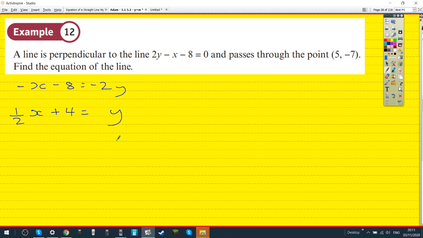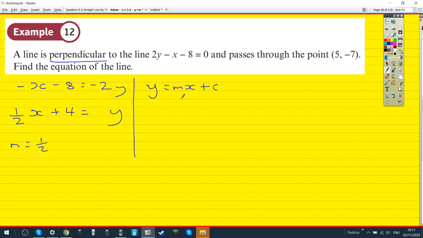So we know the gradient is a half. Just a half, yeah. And then do we need to substitute 5 in to x for the gradient? So we want the equation of a line. We know the y-intercept's minus 7, so would it just be y equals a half x? No. Equation of a straight line, y equals mx plus c. Yep. This line is perpendicular.